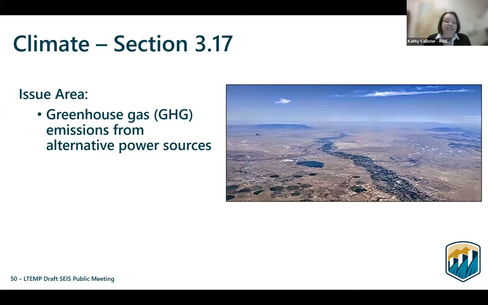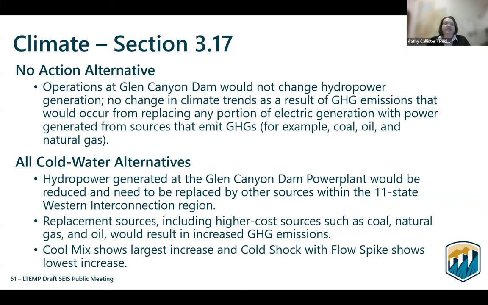All right, the next resource area that was analyzed is climate, and that is covered in depth in section 3.17. The issue areas there include greenhouse gas emissions from alternate power resources. Under the no action alternative, again, there would be no change to Glen Canyon operations, and we don't see a change in climate trends as a result of greenhouse gas emissions.